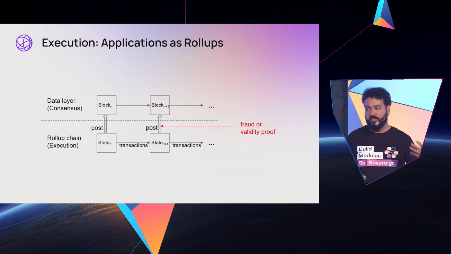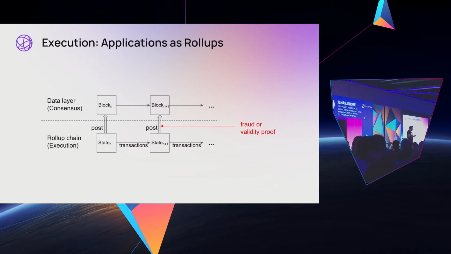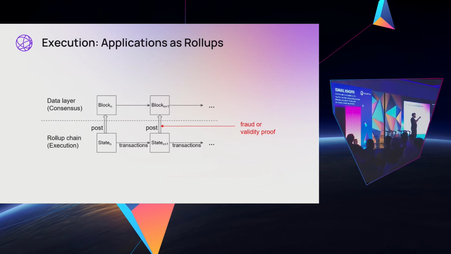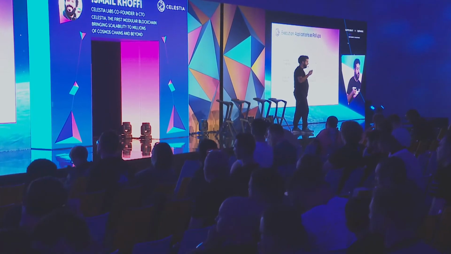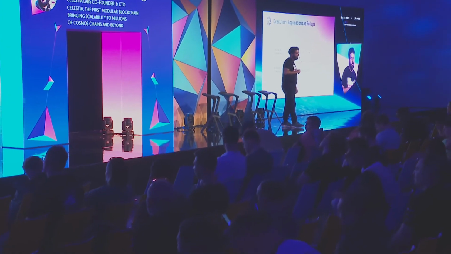And basically a rollup is just another blockchain, just to reiterate, that posts its data on a data availability layer and does all the execution, and the data availability layer doesn't need to do that.